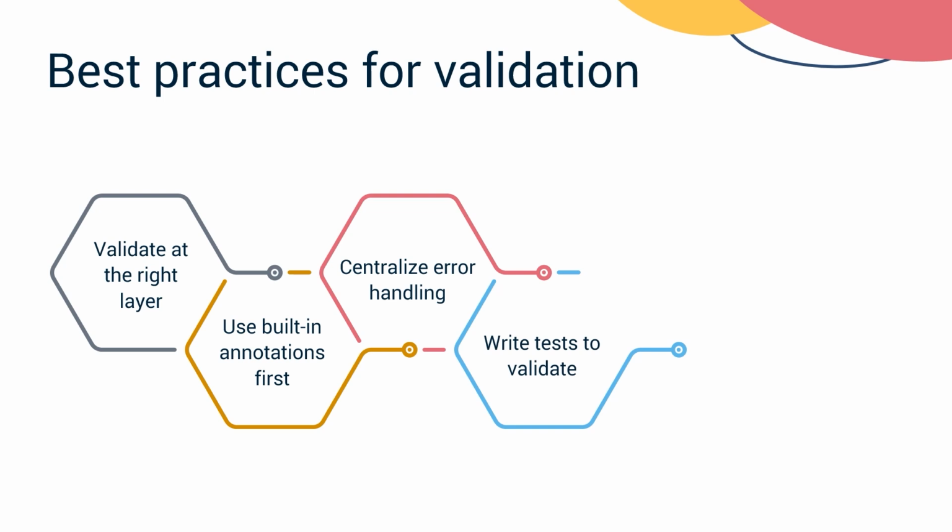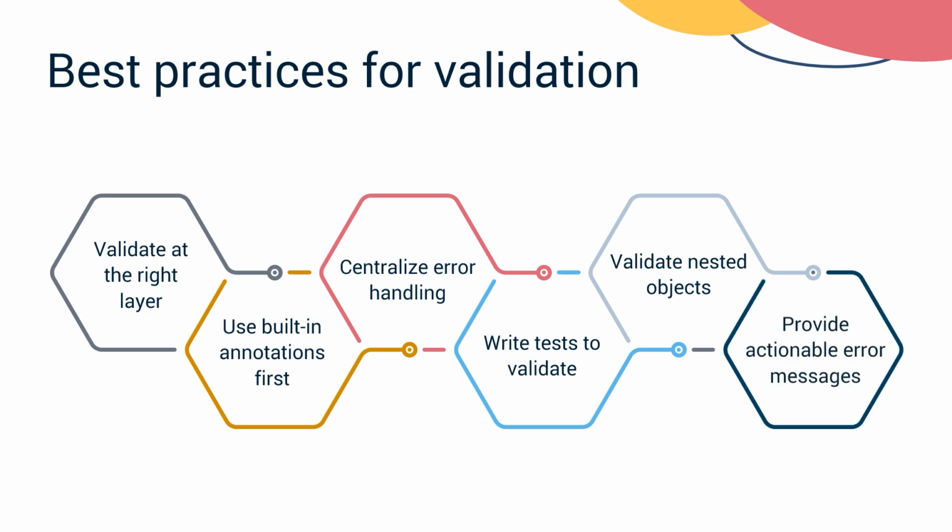Write tests. Write unit tests to validate your constraints and custom validators. Validate nested objects. Use @Valid on nested objects to ensure the entire object graph is validated. Provide actionable and informative error messages for end users or developers. For example, instead of "invalid data," the message must say, "price must be greater than 0."